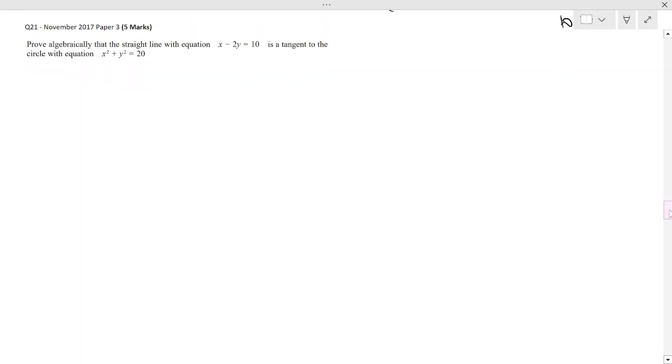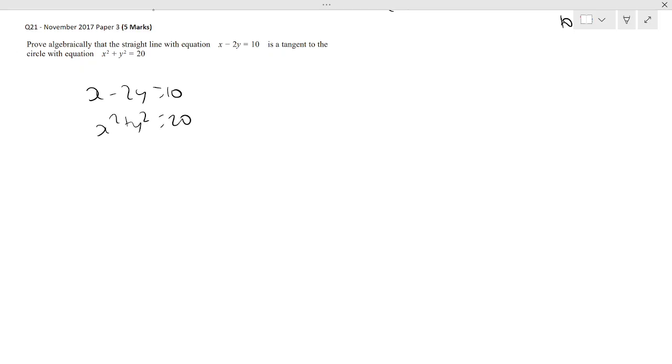Okay, question 21 now. Prove algebraically that the straight line with this equation is a tangent to a circle with this equation. So in general, when you get to this point on the paper, you're going to have to recognize these are actually simultaneous equations. You're going to have to substitute one into the other. So x minus 2y is 10 and x squared plus y squared is 20.